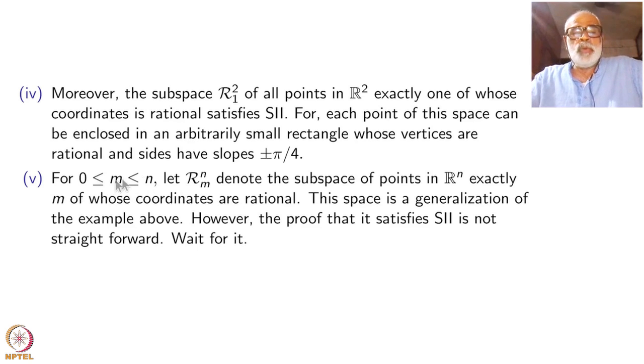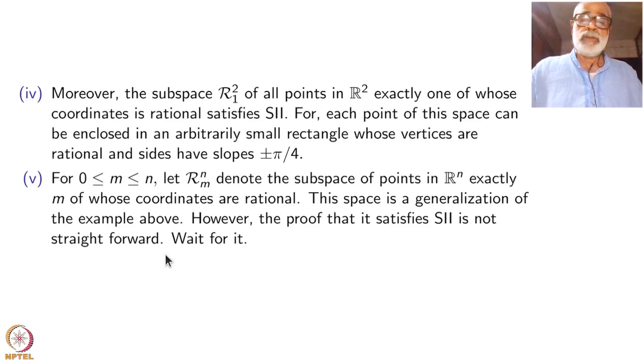Start with two indices m and n, m less than or equal to n. Again, similar notation: Rn,m denotes the subspace of points inside Rn where exactly m of the coordinates are rational. The same construction, where 2 is replaced by n and 1 is replaced by m. This space is a generalization of the above example. However, the proof that it satisfies S2 is not straightforward. At least the method that we used before doesn't work. Try it. Of course, you have to wait, and after some stage I will give you the proof. It is a bit of an involved proof.